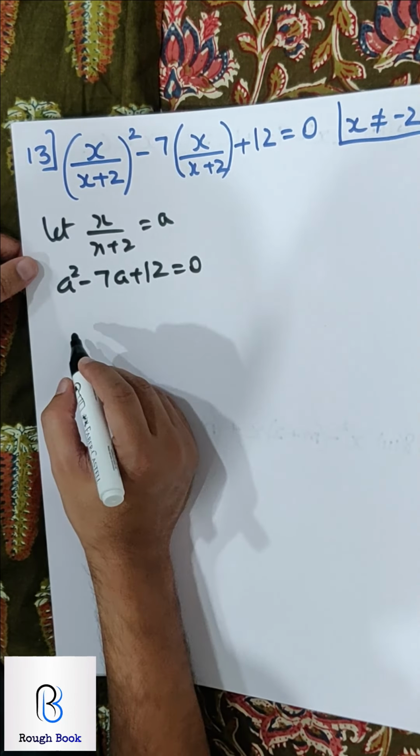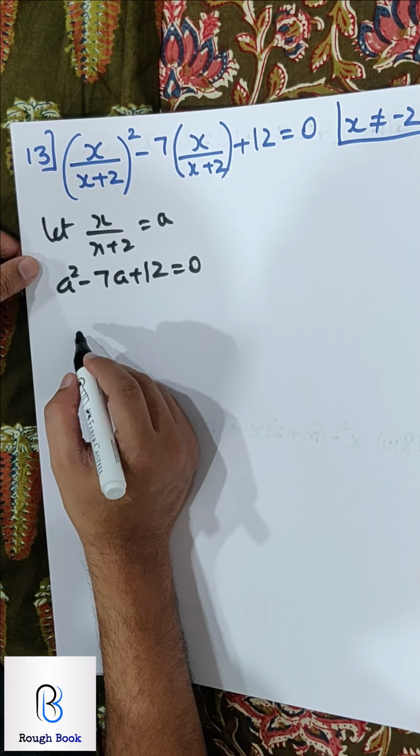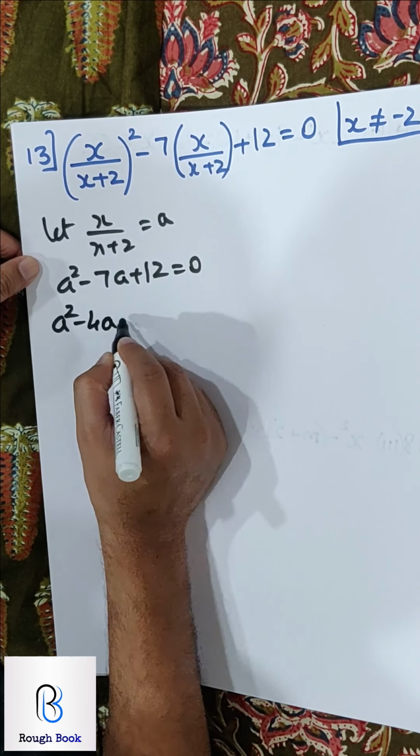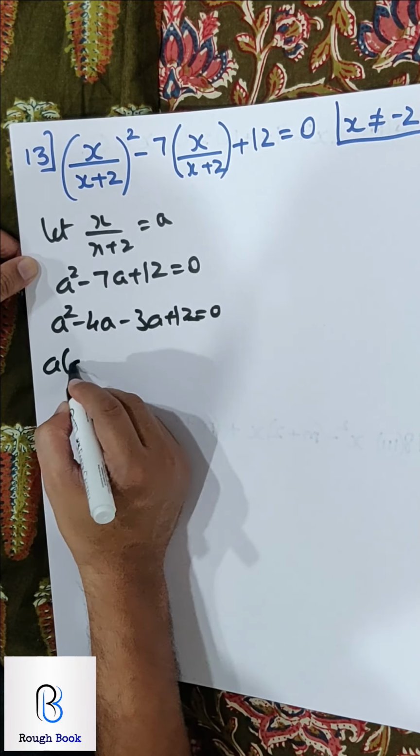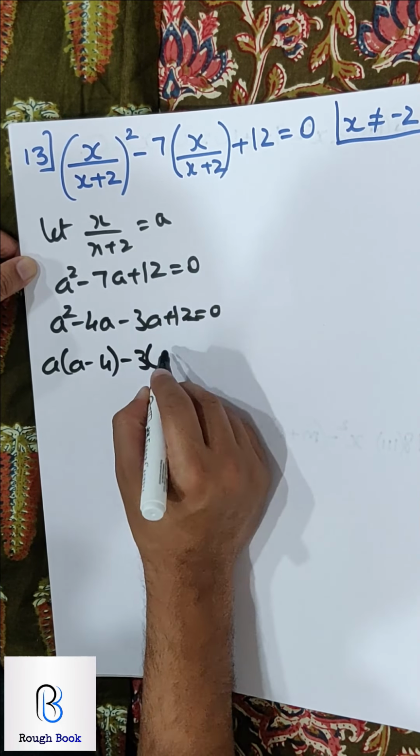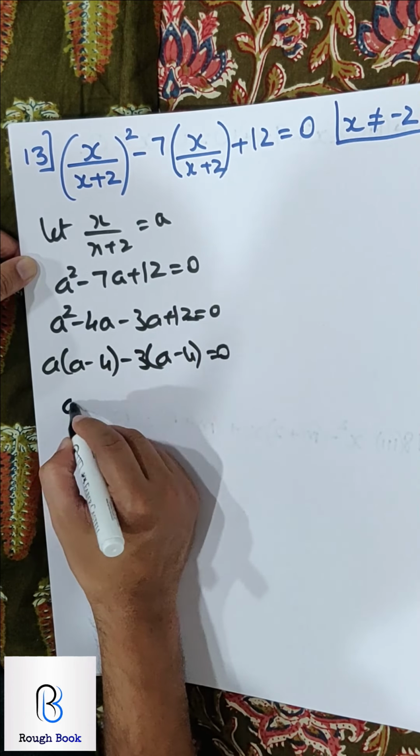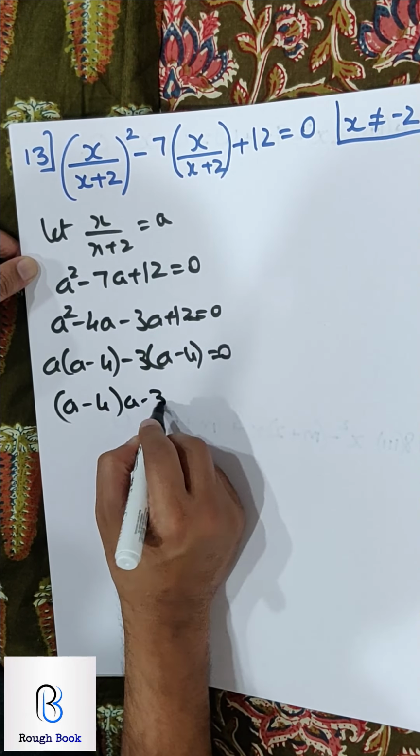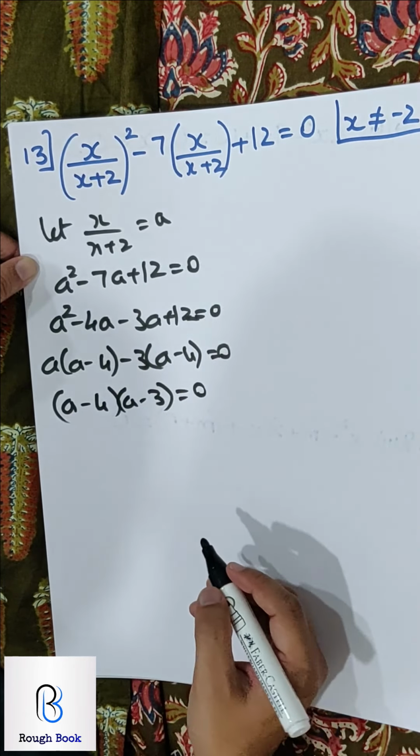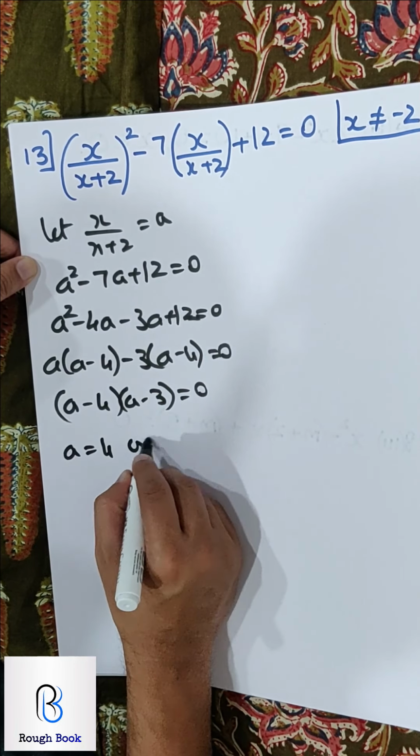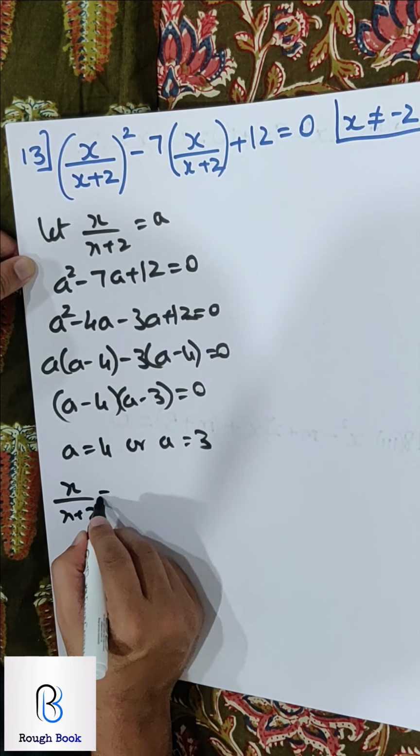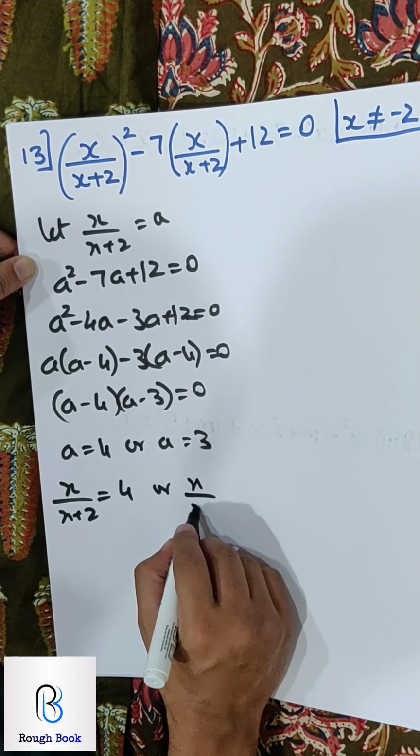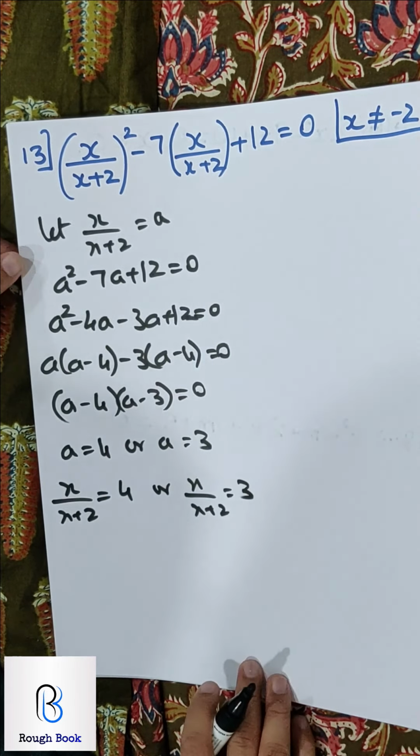So 12 will be 6 and 2 or 4 and 3. Yeah, so 4 and 3, minus. So I get a minus 4, minus 3, a minus 4. So a minus 4, a minus 3 equals 0. So I will get the value of a as 4 or a as 3. Resubstituting, x upon x plus 2 equals 4 or x upon x plus 2 equals 3.